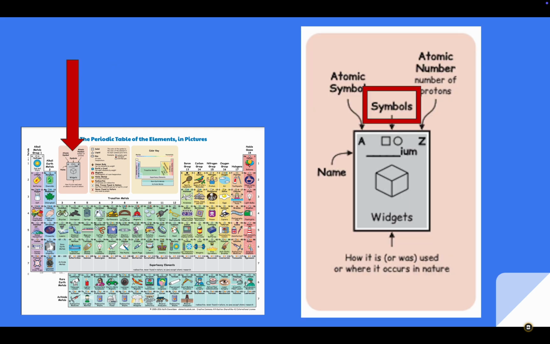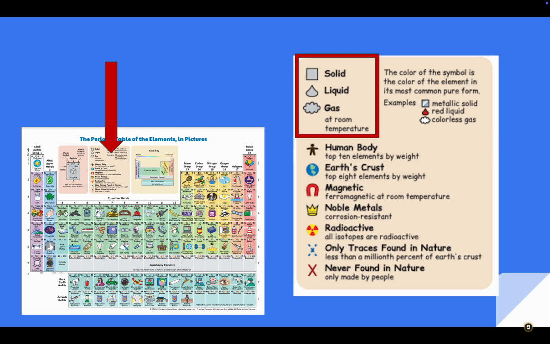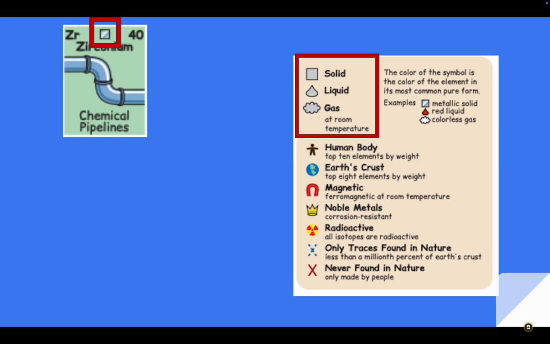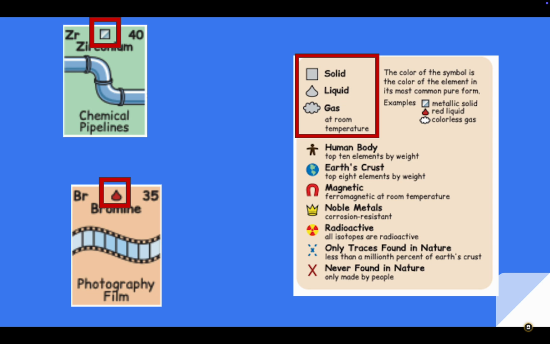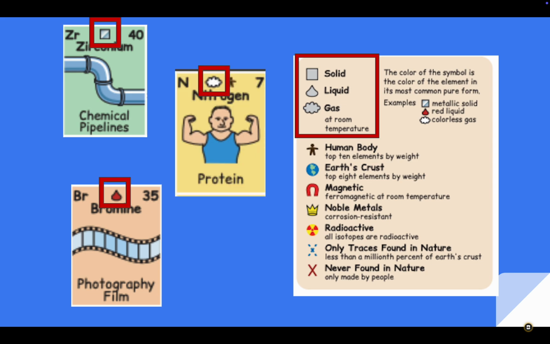Okay? Whoops, there's symbols. Now those symbols, I'm going to go back. The symbols here, that's what I've got on this next page. So the symbol, you're going to either see a square, a liquid teardrop, or a cloud-like gas. And that tells you what state of matter that element is at room temperature. So for example, if you look at element number 40, that's zirconium. You can see that it's a square. That means it's a solid at room temperature. Bromine, which is element number 35, is a liquid at room temperature. And then nitrogen, because it has that cloud, is a gas at room temperature. So you're going to have to identify whether something is a solid, liquid, or a gas at room temperature. Okay?